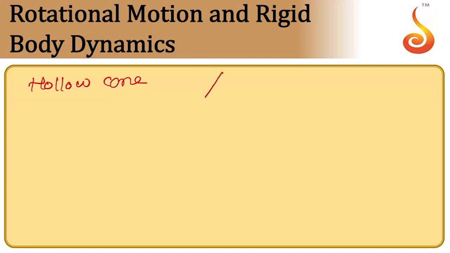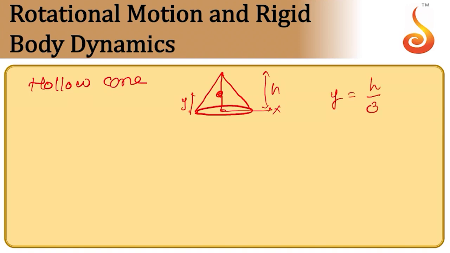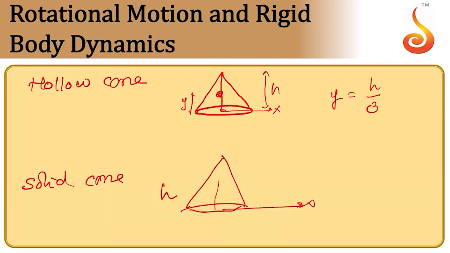A hollow cone of height h, and this is the x-axis, etc. From this point assume that the center of mass is at a height y, so y is equal to h divided by 3. While for a solid cone of height h, and again this is the x-axis, this is the y-axis, etc., and the center of mass is at a height y, then y is given by h divided by 4.